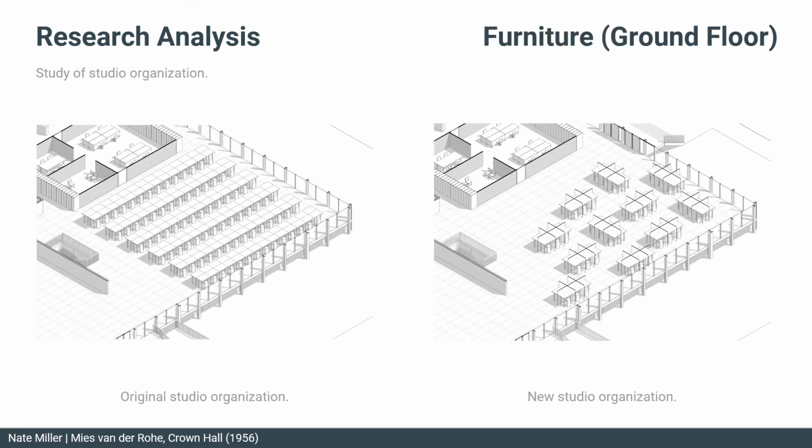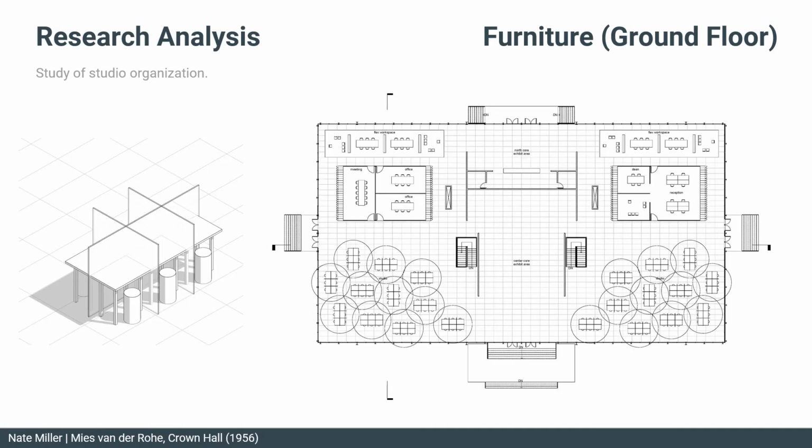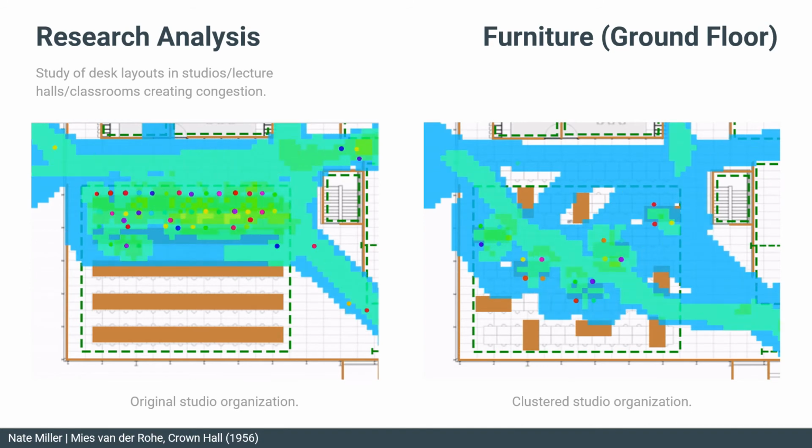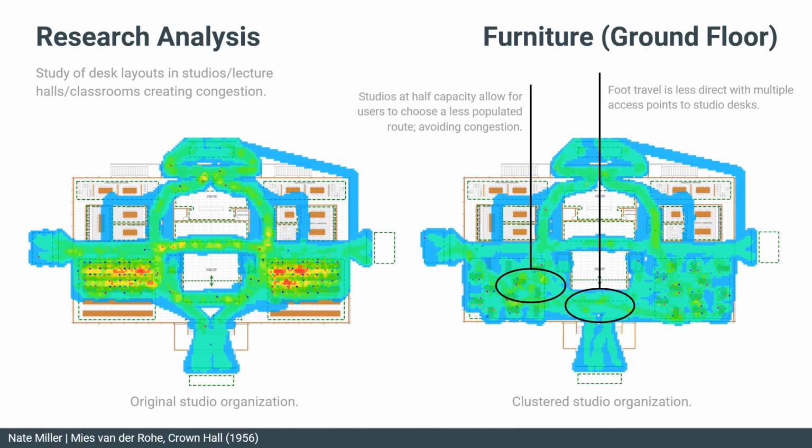My third simulation focused on studios. The original aisle structure created a lot of contact between students. Changing to a clustered desk organization reduced hotspots within the studio, and distributed circulation throughout the open floor plan more randomly, thus lowering the proximity of occupants elsewhere in the plan, as you can see here on the right.